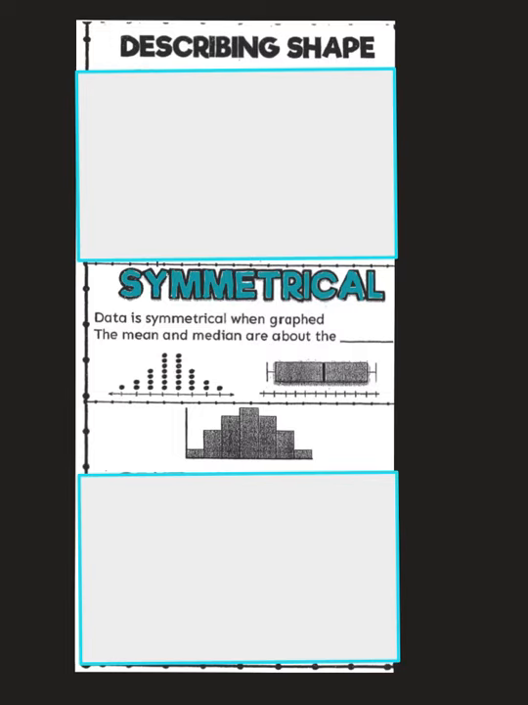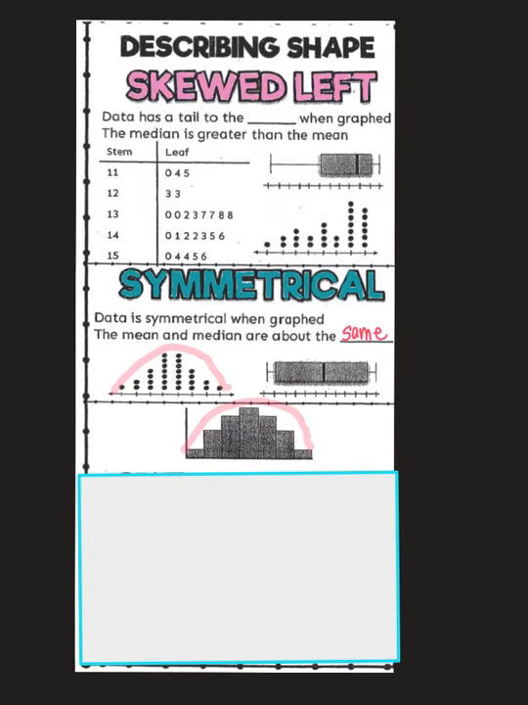We're going to talk about the shape of data. Now, one of the things we have is symmetrical data. Symmetrical data is data that is symmetrical when graphed, and the mean and the median are about the same. So if you look at this, you can tell that it's symmetrical because right here on the box plot, it's about the same length right here. These quartiles right here are the same, and I can kind of see it right here where it makes that pretty little rainbow type thing. So that would be symmetrical.